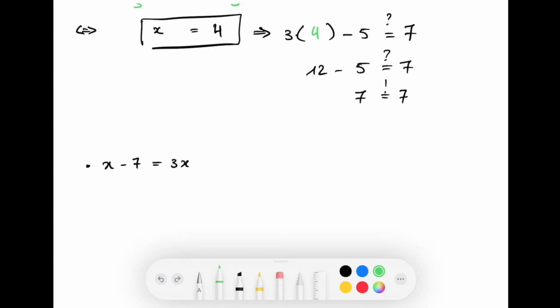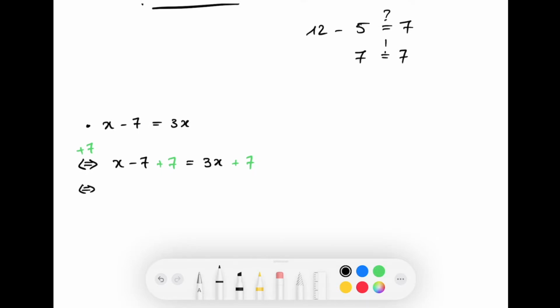So first, what we can do is get rid of this 7 here, this minus 7. We want to get this minus 7 on the right-hand side of the equation. This we can do as in all the previous exercises by adding 7 to both sides of the equation. So we get x minus 7 plus 7 is equal to 3x plus 7.